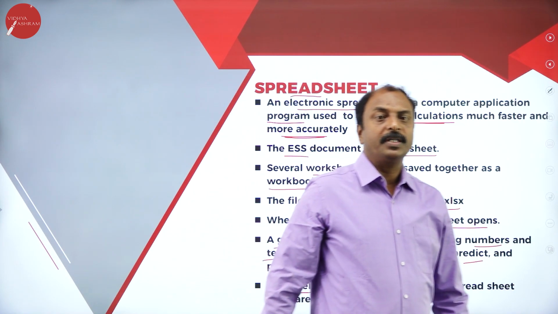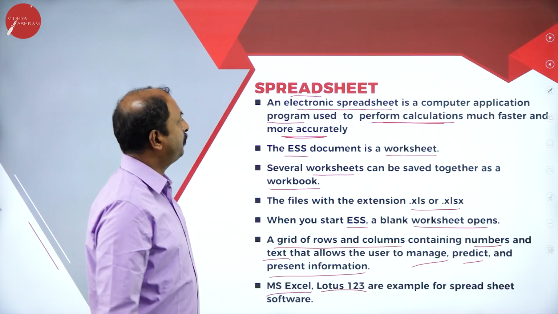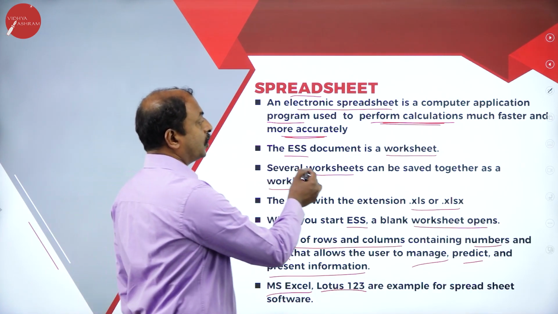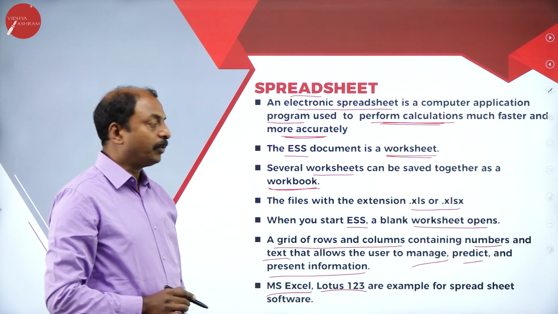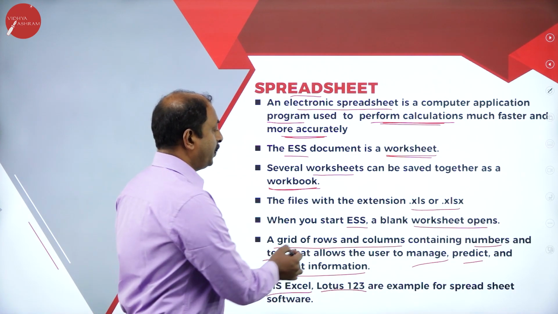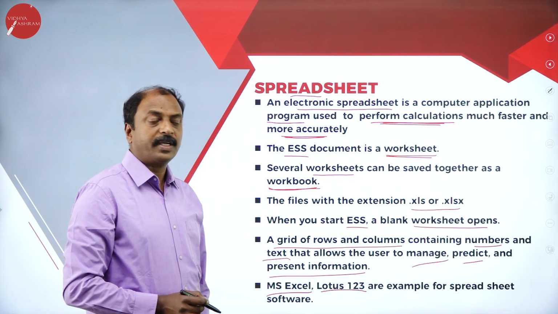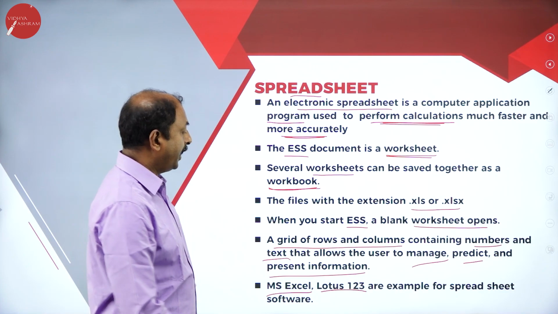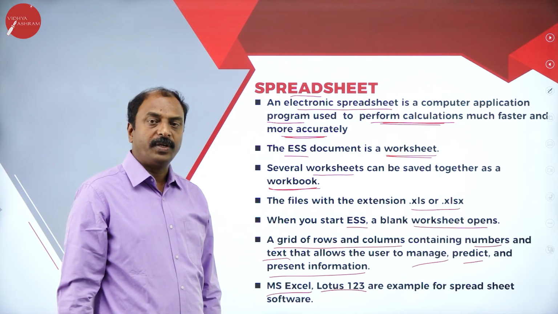So students, what is spreadsheet software? A spreadsheet software is an application software and we mainly use it for calculations. It consists of many worksheets which together form a workbook. The extension name of spreadsheet software is .xls or .xlsx. When you open a blank worksheet, you find grid lines, and that is a place where we can write information in the form of numbers or text and so on. MS Excel and Lotus 123 are examples of spreadsheet software.